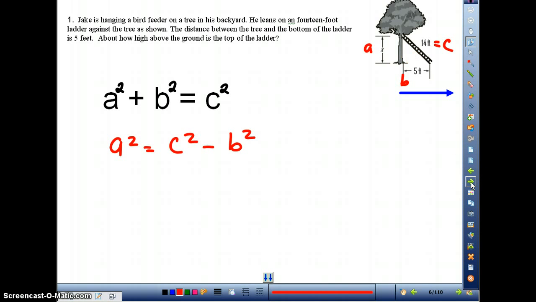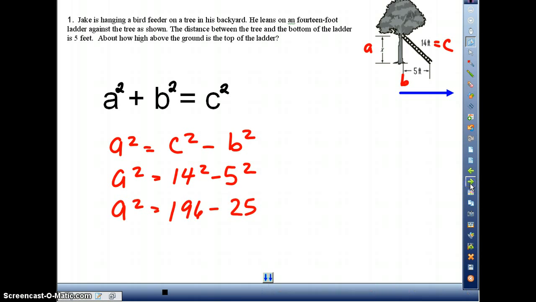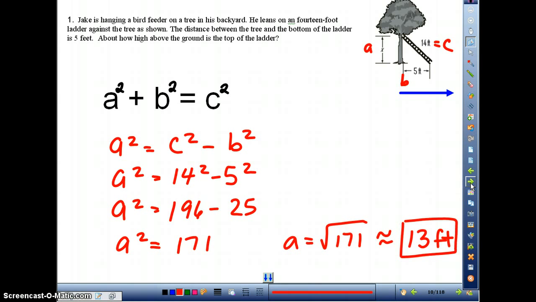Okay, so I'm going to plug in what I know. And to get A, which is this distance here up the tree, I'm going to take C squared and subtract B squared. Plug in my numbers. 14 squared minus 5 squared is 196 minus 25. So some number times itself is 171. To get that number, you take the square root of 171, which is real close to 13 feet. We know that the square root of 169 is 13, so it's about 13 feet.